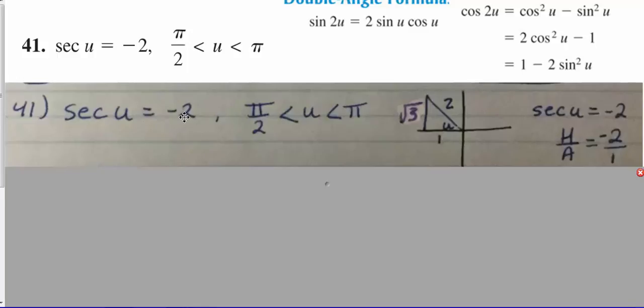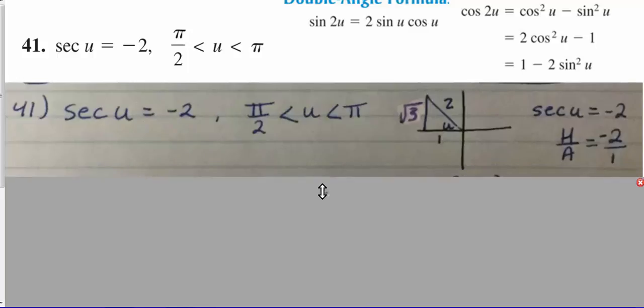But given that secant u is -2, we know that secant is 1 over cos. So kind of going across here, secant u is -2. That means that the hypotenuse divided by the adjacent is -2. So your hypotenuse is the 2 here, the adjacent is the 1, and then using a little bit of math, Pythagorean theorem, we can determine that the opposite is -3.